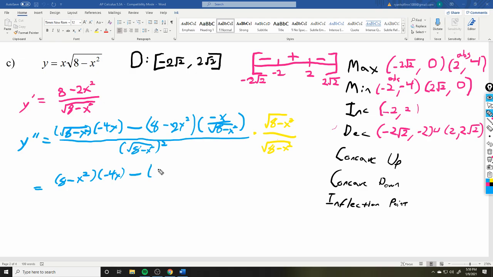Minus, and then when I bring it over to this piece, here's the good news, I have this canceling here, and so I just have negative x. And then on the bottom, I'm bringing another square root of 8 minus x squared along with me here. So now there's 3 of them, cubed.